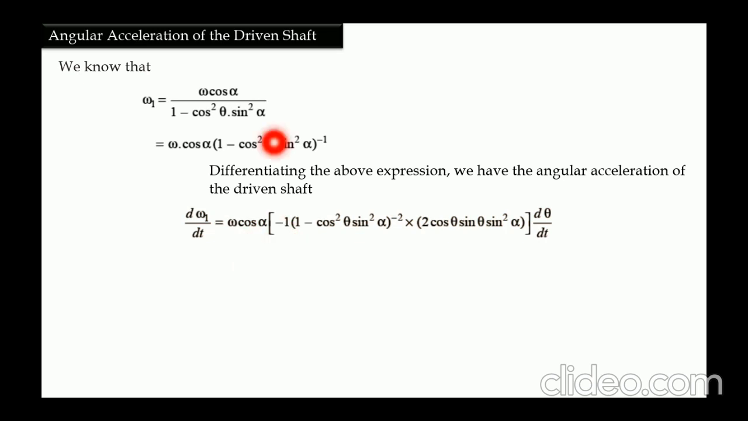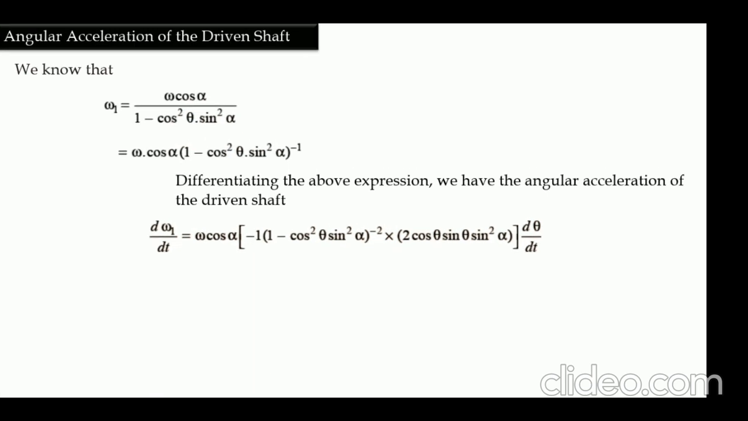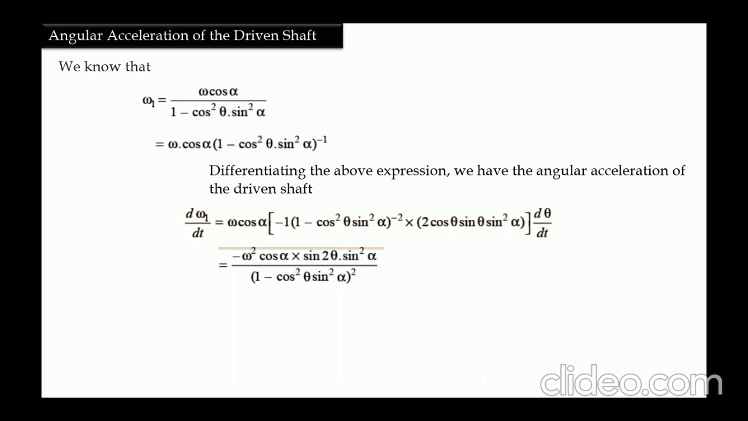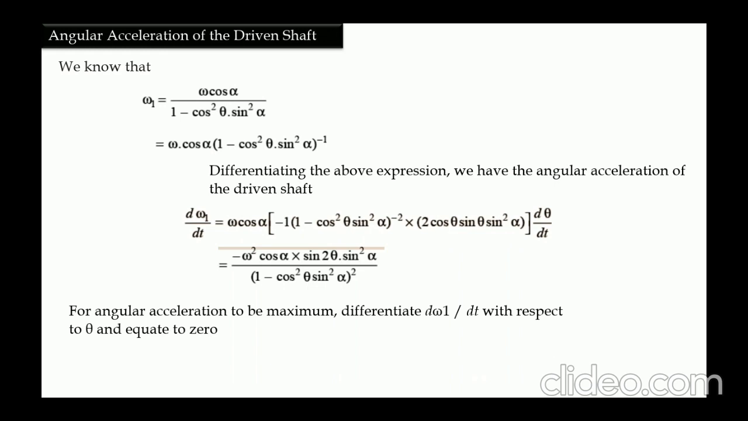So the differentiation of 1 upon 1 minus cos square theta into sin square alpha is written over here. Then the cos square theta, the differentiation of theta, that is d theta by dt. And this can be written as minus omega square cos alpha into sin 2 theta into sin square alpha divided by 1 minus cos square theta into sin square alpha. So for angular acceleration to be maximum, we'll differentiate the above equation with respect to theta and equate to 0. Then we'll arrive at a condition where cos 2 theta will be equal to sin square alpha into 2 minus cos square 2 theta upon 2 minus sin square alpha. This is the angular acceleration of driven shaft.